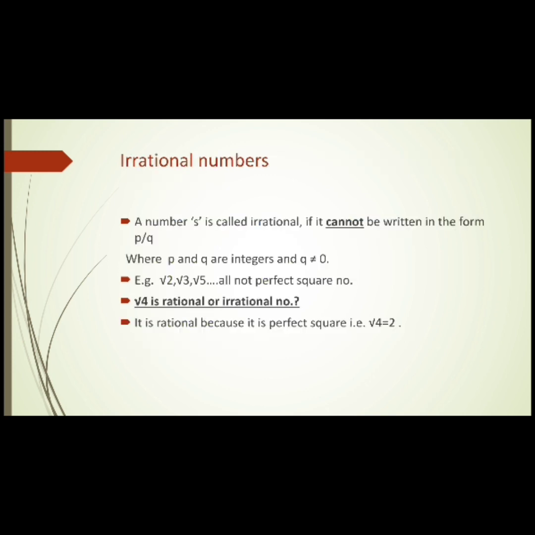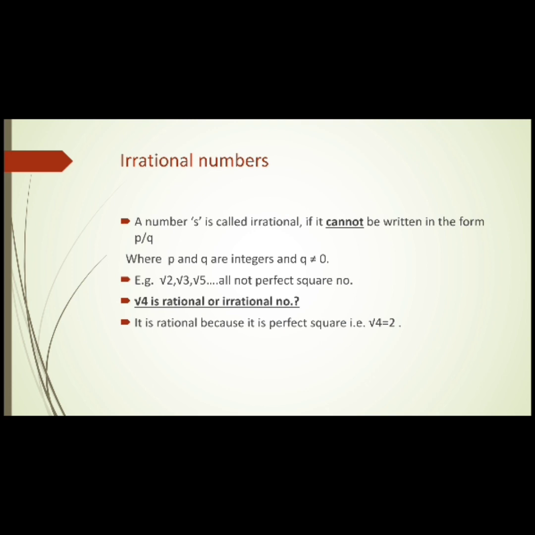Okay. So the next topic is, what do you mean by irrational numbers? Any number is called irrational if it cannot be written in the form of p upon q, where p and q are integers and q is not equal to 0. So this is the basic difference between rational and irrational numbers. That is, a rational number can be written in the form of p upon q, while an irrational number cannot be written in the form of p upon q.